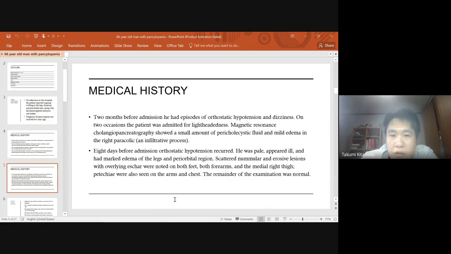And 8 days before admission, orthostatic hypotension recurred. He was pale, had a poor appetite, and had marked edema of the legs and pelvic region. Scattered macules and erosions with overlying scar were noted on both feet, both forearms, and the medial right thigh. Petechiae were also seen on the arms and chest. The remainder of the examination was normal.